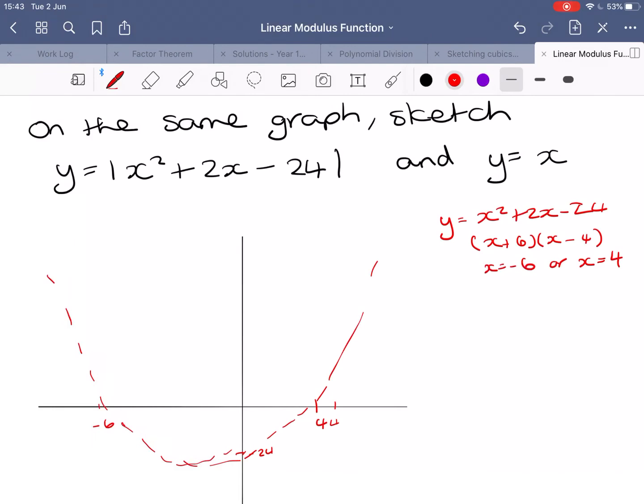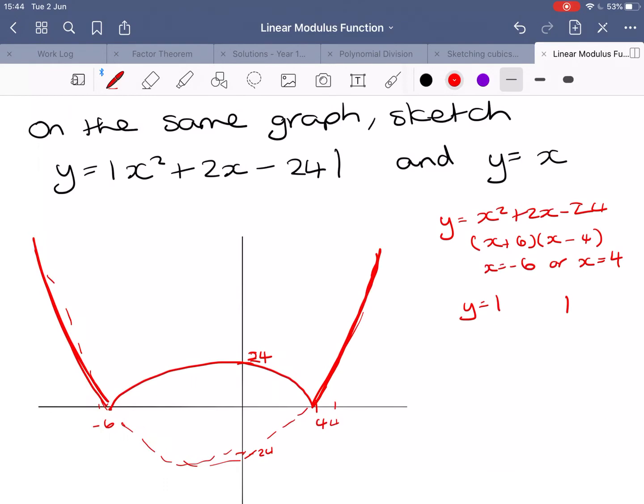So if I want the modulus of that function, wherever it's above the x-axis, it stays the same because y is positive there, but wherever it's below, it has to get reflected. So it crosses the y-axis at plus 24.